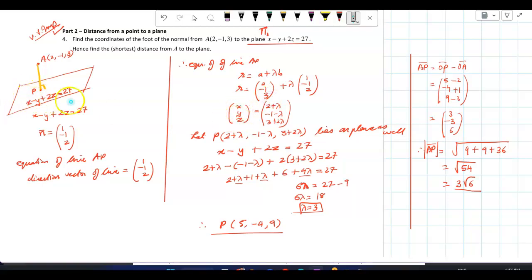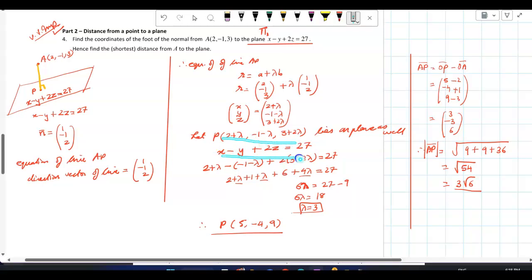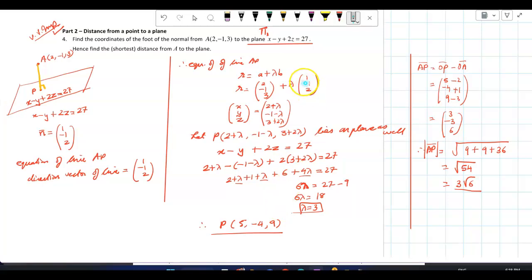Now these x, y, z are the coordinates of P. That lies on the line. Correct? Your lambda is equal to 3. Put this back in this. You get the coordinates of P. Find a vector AP, find its magnitude, and that is the distance. So the shortest distance is 3 root 6. We got the coordinates of the foot of the perpendicular also. Understood. Okay. Yes, sir. This is what we need to learn.